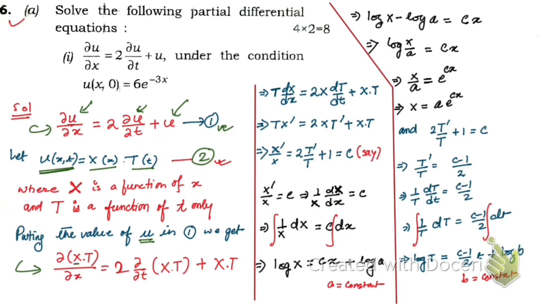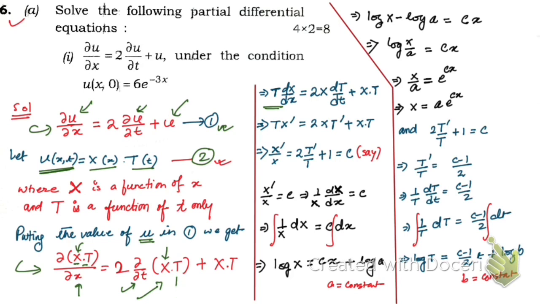Now you see this is a product of two functions. If you differentiate it partially with respect to small x, here capital X is the function of x only, so we can take t as a constant. That's why we get capital T d capital X by d small x. And we can apply the same logic on the right hand side also. Here capital X will be considered as constant, as we are differentiating with respect to small t, where capital T is a function of small t only, right?